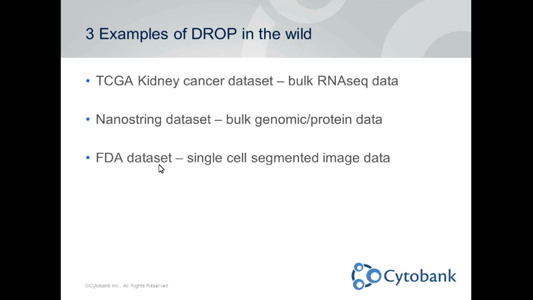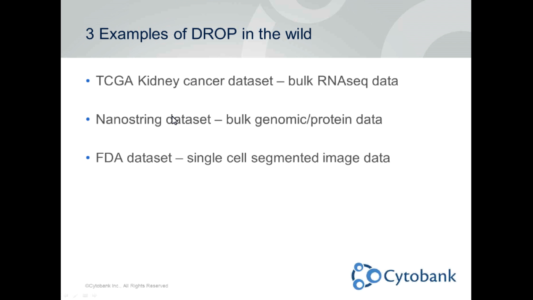So in this webinar, I'll be covering three examples of how we've used drop so far, and it's a jumping off point for you to then use drop. And I'll have some slides later on talking about how to get access if you don't currently have it. So the first one is a data set from the TCGA. It's several kinds of kidney cancer and some normal controls, and that's bulk RNA-seq data.